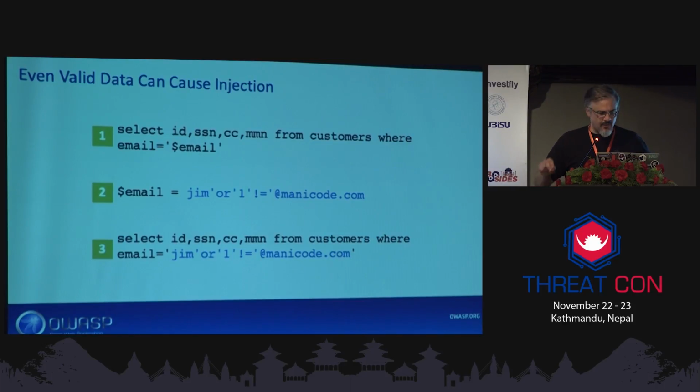The last bit there, 1 does not equal manico.com, right in there, that's called a universal truth attack. It's always true, which means everything from the customer's table will be returned. This is what SQL injection is.